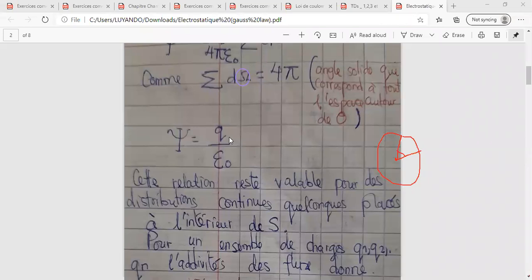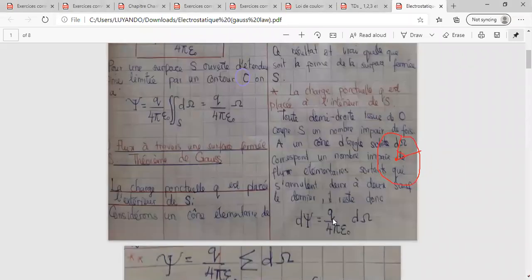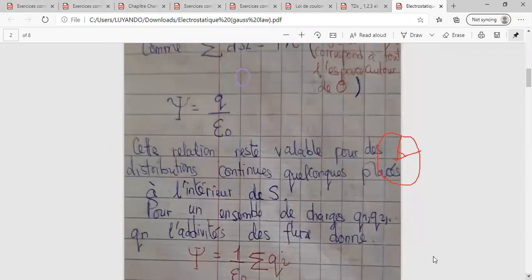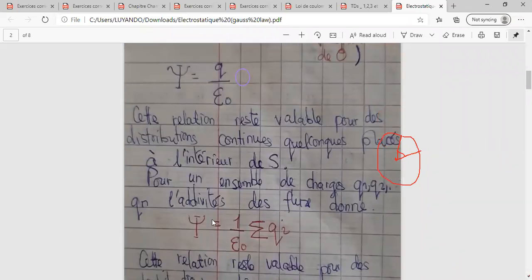And then for an open surface, we use the same, this here, which is what we have here. So for a set of charges Q1, Q2 up to Qn, adding them, the flux is going to be 1 over epsilon zero times the total of the charges, which is the same as this, just that we're not finding it for one charge, we're finding it for a total number of charges. So that's in a closed surface.